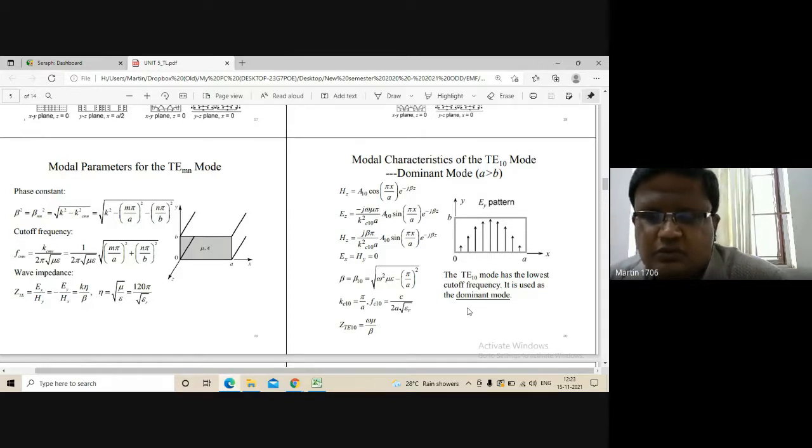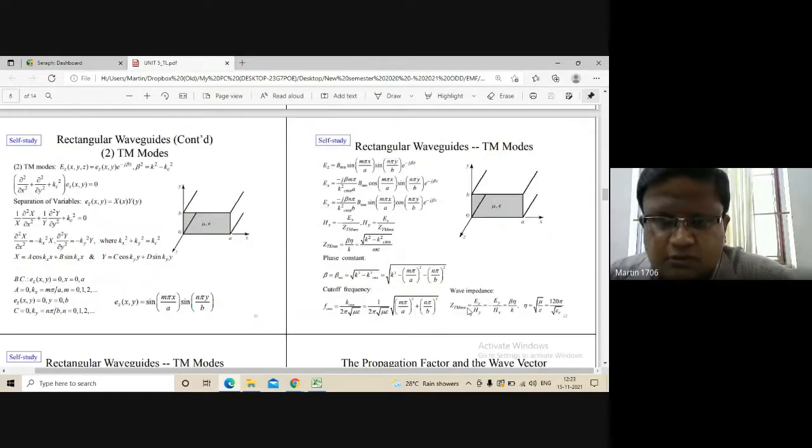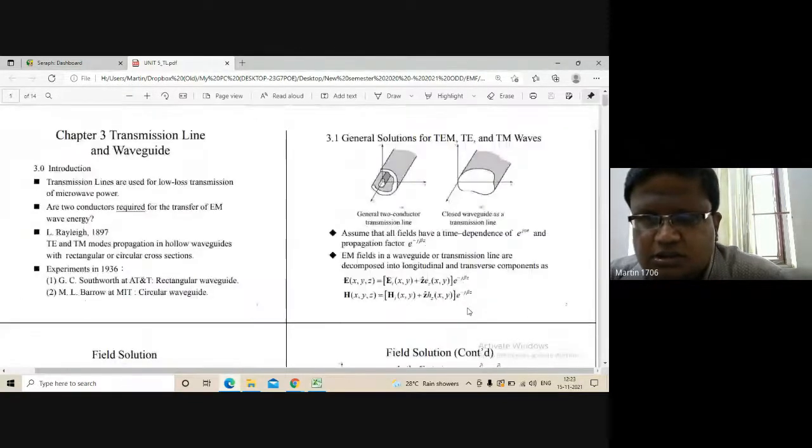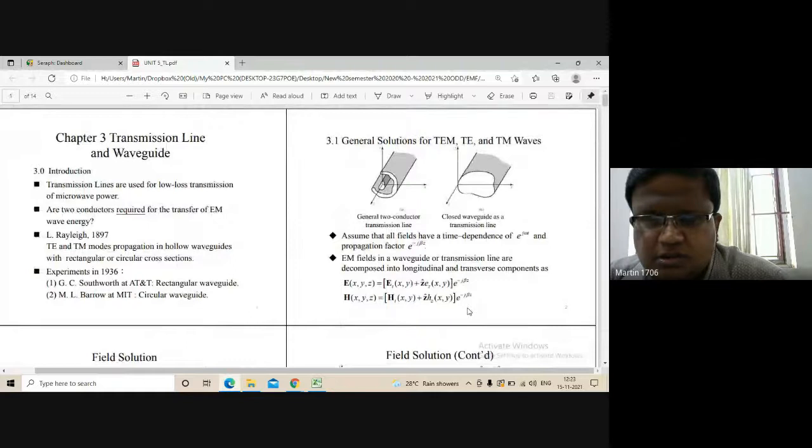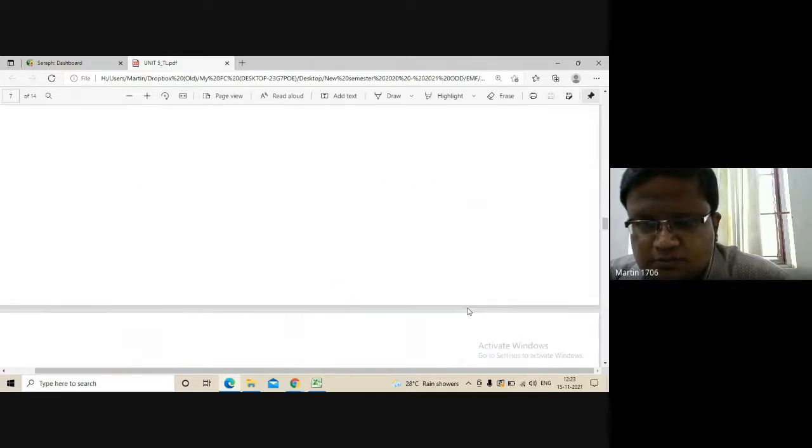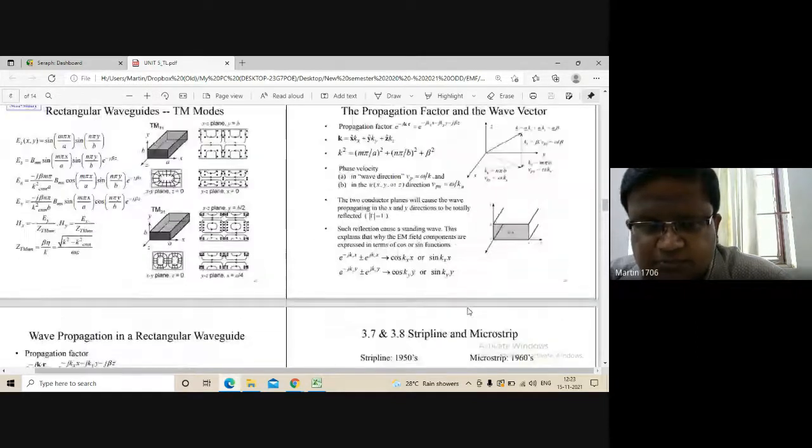So your mode calculation comes like this, that is the TE10 mode. Okay, and these are the equations. Don't look at it, just have a look. So just see these equations alone. Sorry, it has gone up.